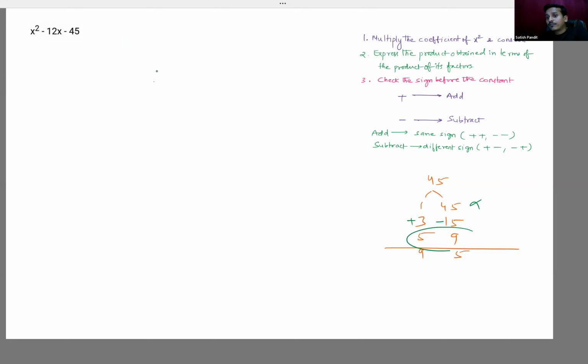Because 5 and 4, if 5 and 9, if you subtract, you get 4 only, right? Plus 4 or minus 4. So this is also not possible. So the only pair is this one. So x square plus 3x minus 15x minus 45.